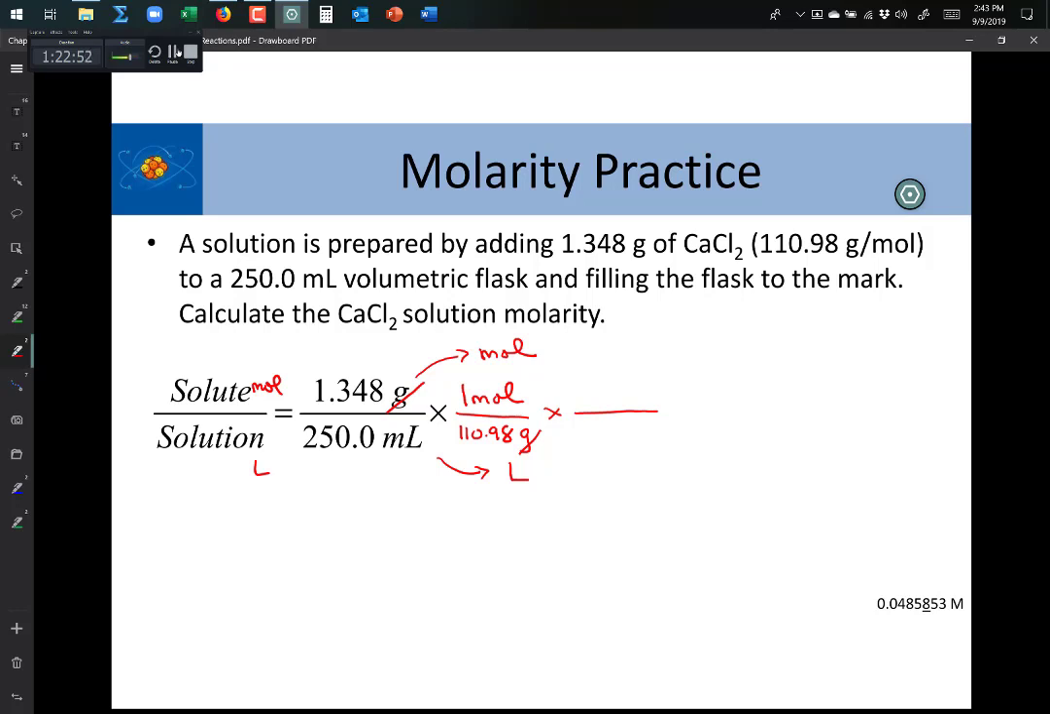However you want to do it, you could say 1,000 milliliters in a liter if that's what you grew up knowing, or you could just do it like we did. I want to get rid of milliliters. The prefix goes with one, and the other half is the number. So then the milliliters will cancel. And what are my units that are left? I have moles and I have liter. So when you're calculating a molarity, solute, solvent, and then convert it over. Okay?